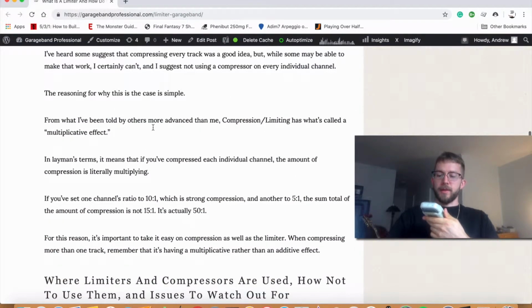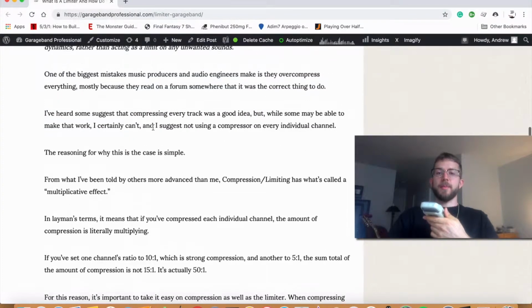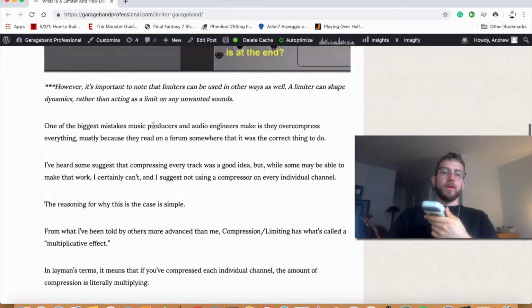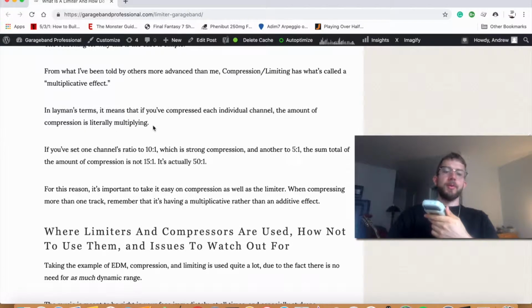What else should I say about this? There's not a lot to say about it. If you know what a compressor is, you know what a limiter is.